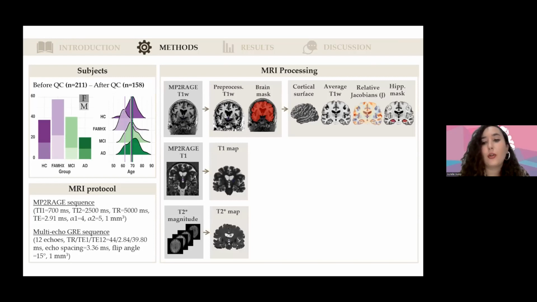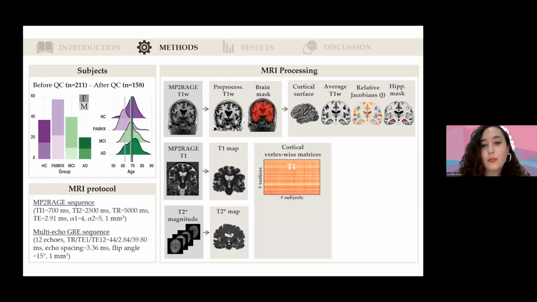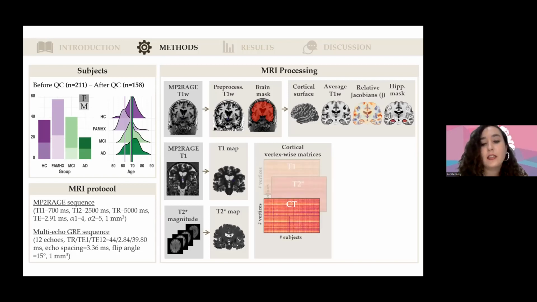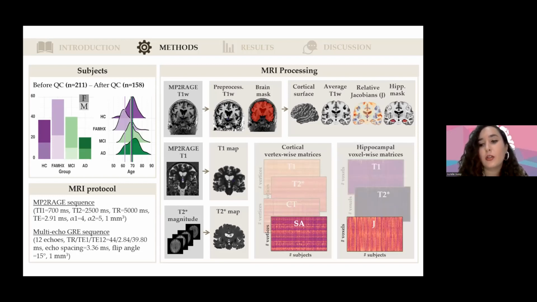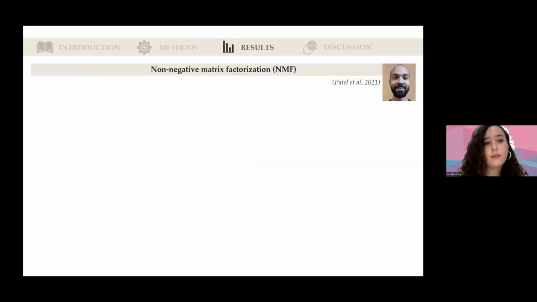So now that we had all our data ready, we extracted and created these input matrices where we can see vertex-wise and subject-wise information for T1, T2 star, CT, so cortical thickness, and surface area for the cortex. And for the hippocampus, we had voxel-wise T1, T2 star, and relative Jacobians.